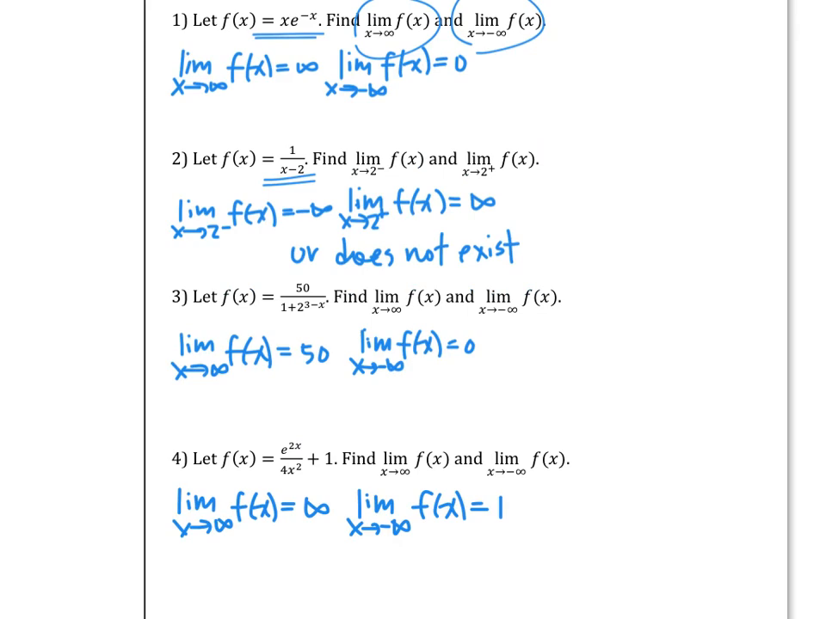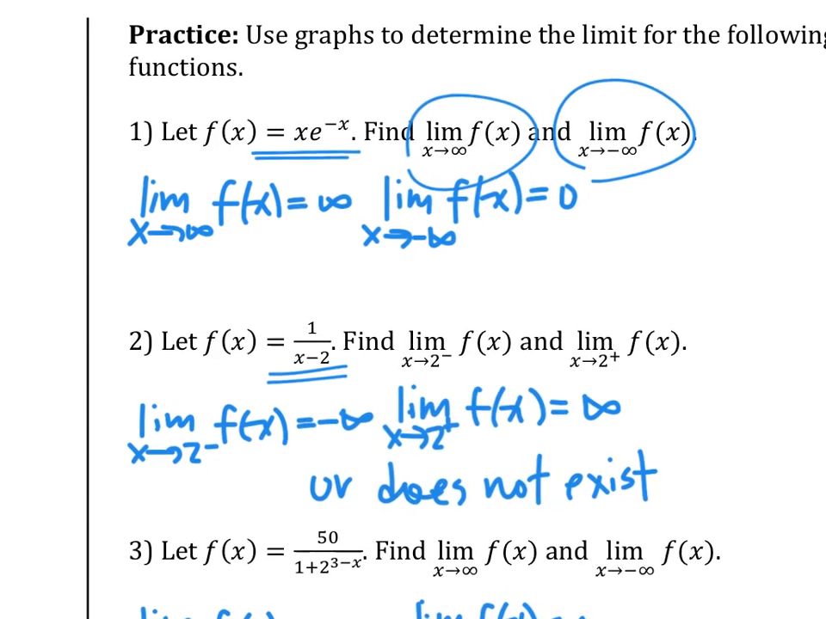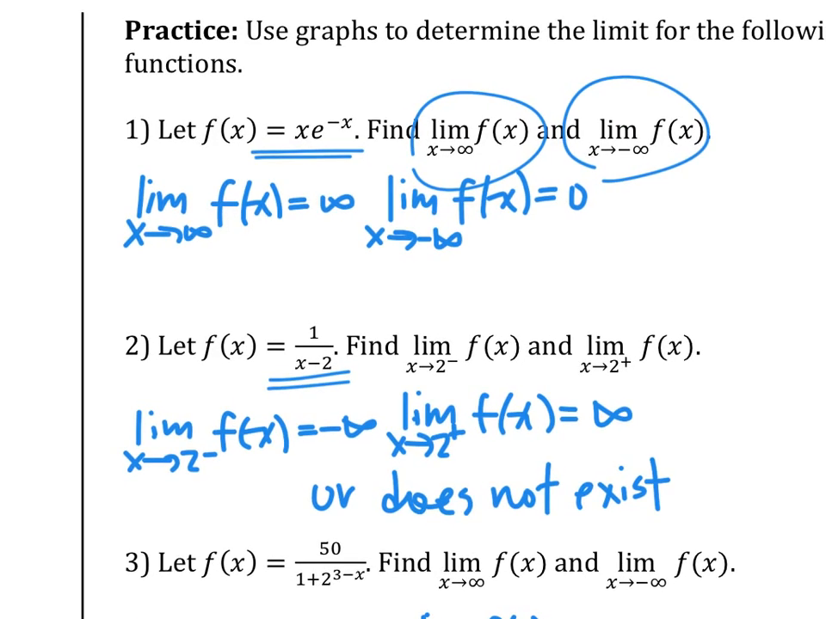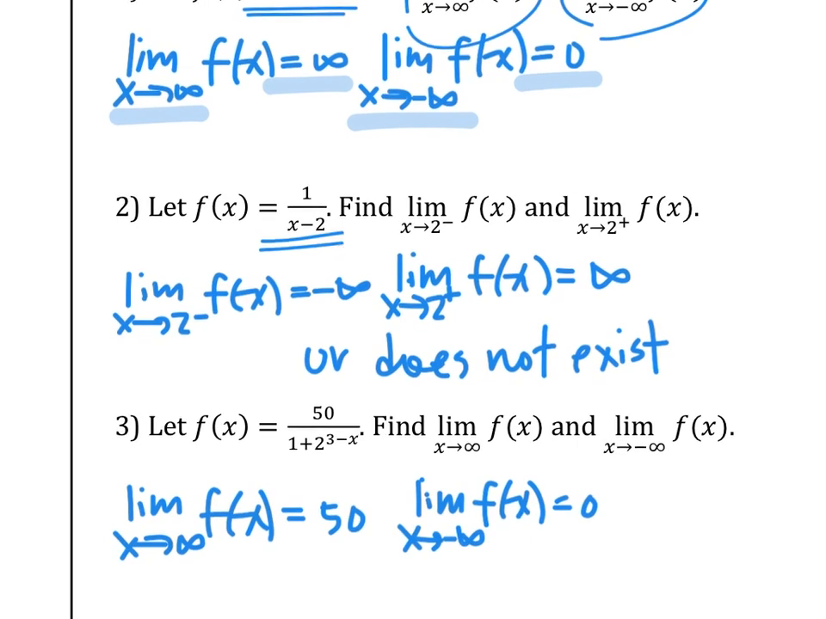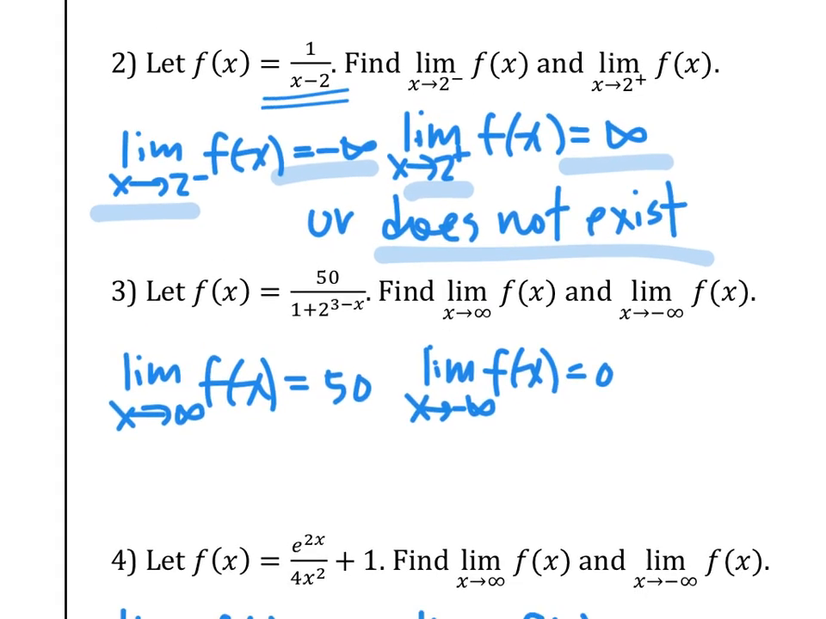All right, let's check your answers and see if you got all of them. The first one's pretty easy. It's very clear to see that when x is going to infinity, y is going to infinity, and when x is going to negative infinity, y is going to 0. The second one, when x is going to 2 from the negative side, y goes down, so then you can say negative infinity, or you can say does not exist. On the right hand side, when x is going to 2 from the positive side, it's going up to positive infinity, or you can say does not exist.